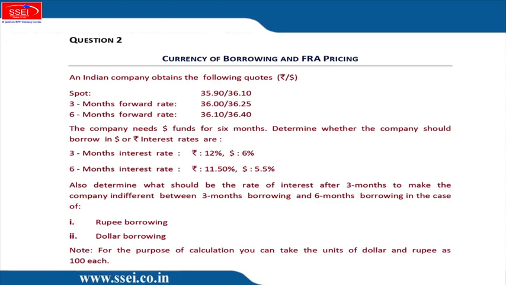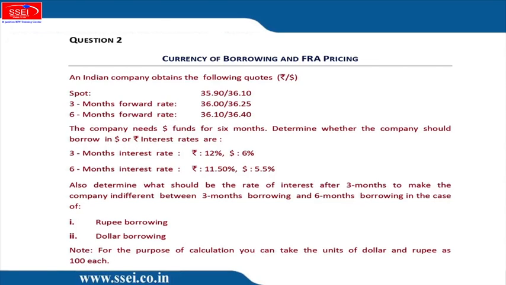Alternative 2, let's borrow rupee. How much rupee? Since we require $100, if we don't borrow $100, we will buy $100 from the market. At 36.1, you will buy. So you need 100 into 36.1, that is 3610 rupees. So the amount borrowed will be 3610. Do not be confused about why we used the ask rate. We are thinking that we will borrow rupee and buy dollar, so to buy $100 you will require 100 into 36.1, that is 3610 rupees.